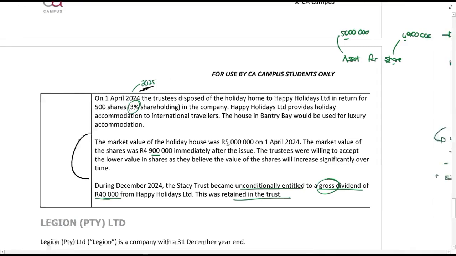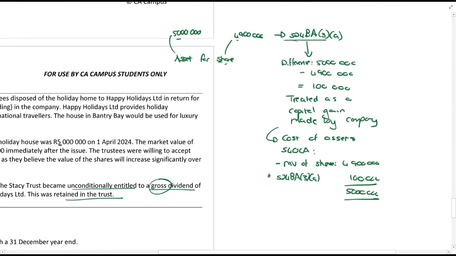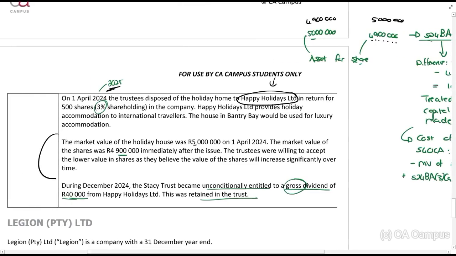Now, Section 24BA will apply to this, but important, there's a capital gain that's calculated in Section 24BA(3A), but that's taxed in Happy Holidays' hands. Remember, if it was the other way around, if the asset was 4.9 million and the shares were 5 million, that 100,000 rand would be treated as if it was a dividend in specie paid by the company, Happy Holidays. So this trust would be treated as if they received 100,000 rand as a dividend in specie, which would be exempt. Just a quick little revision for you guys.